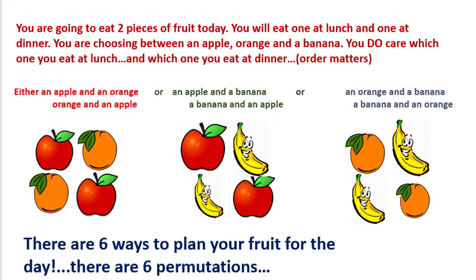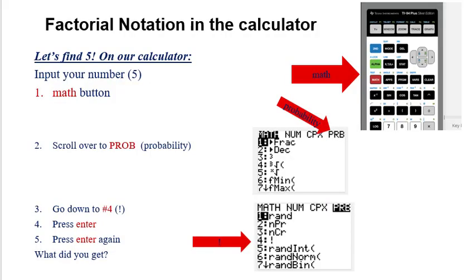Now, what about if I am a little more particular about which fruit I have for lunch and which fruit I eat for dinner? Well, if I'm going with the apple and the orange combo, I could have an apple for lunch and an orange for dinner. Or I could do the orange for lunch and the apple for dinner. What about if I go with a combo with the apple and the banana? I could do the apple for lunch, the banana for dinner, and you're getting the gist. But there are 6 different ways if the order matters. Now let's get back to the calculator.